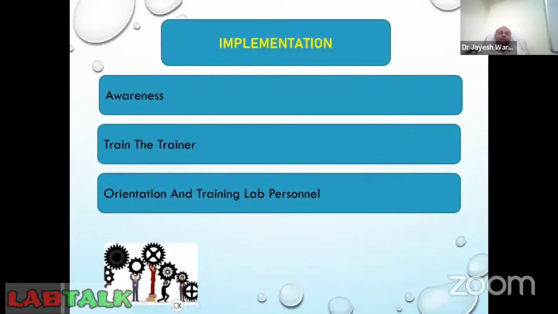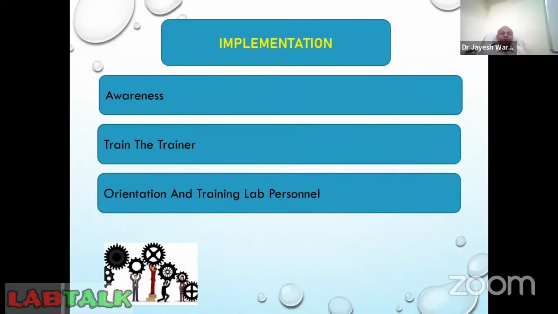Now the important part comes here, which is the implementation. We have seen the introduction of the standard, and we have seen the important aspects of this standard. Now the main focus of this webinar is the implementation. What are we going to implement, how are we going to implement this standard, where do I have to start, and from which point should I start implementing this standard?